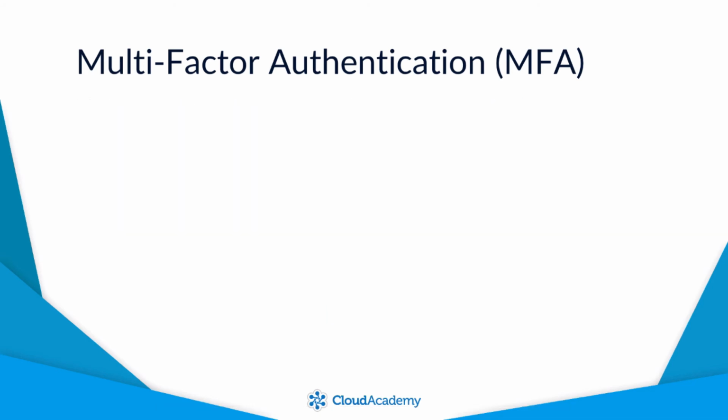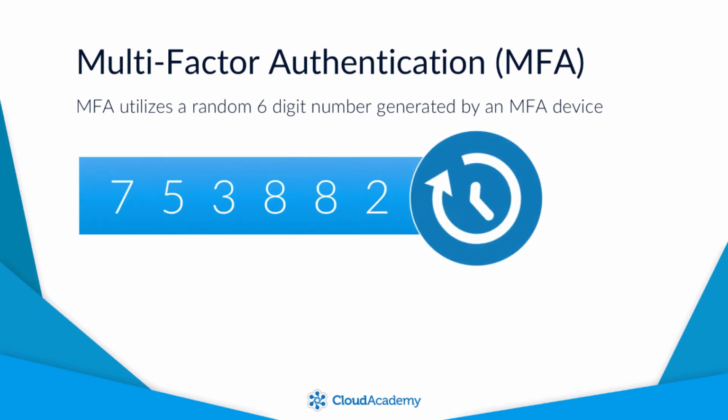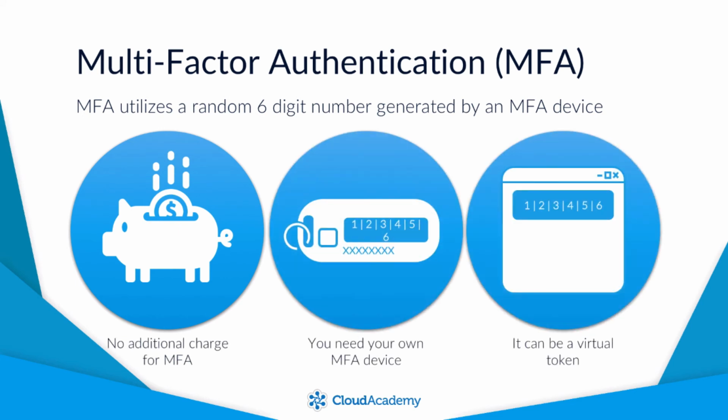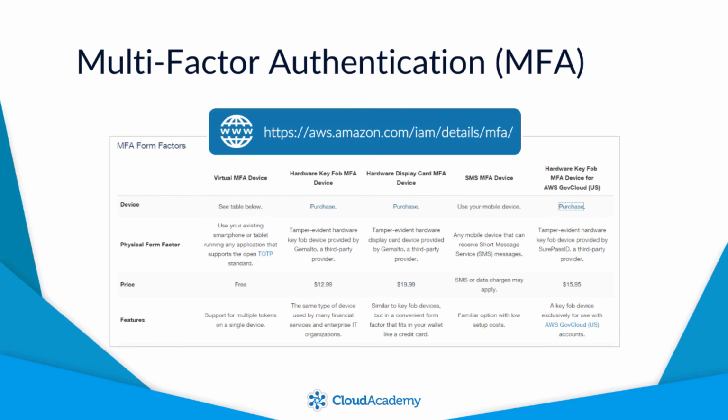So what is this additional level of security that MFA brings within AWS? Well, MFA uses a random 6-digit number that is only available for a very short period of time before the number changes again, which is generated by an MFA device. There is no additional charge for this level of authentication. However, you will need your own MFA device, which can be a physical token or a virtual device. AWS provides a summary of all supported devices found here. Personally, I use Google Authenticator on my phone because it's simple and easy to set up and configure.